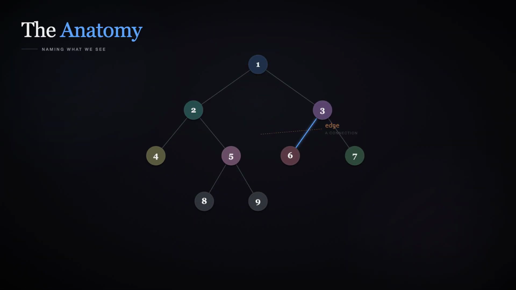The root sits at the top. Each connection between nodes is an edge. The depth of a node is how far it is from the root. The height of the tree is its longest path downward. Nodes that share a parent are siblings. And any node, together with all its descendants, forms a subtree, a tree within a tree.